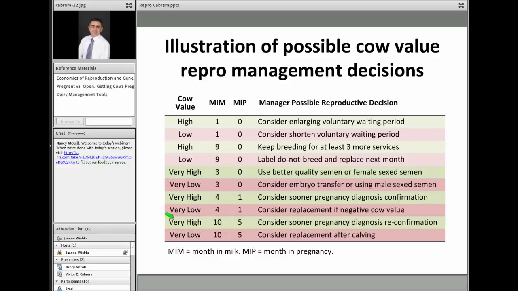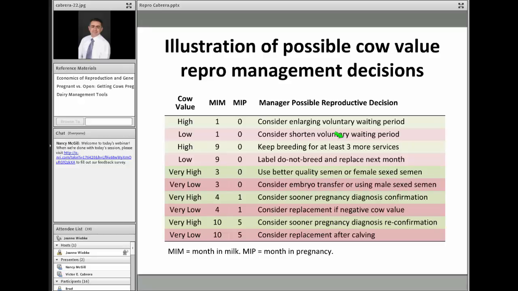What if I have, for example, a very low cow value, like in this case, 4 months in milk, even if she's pregnant? I may be considering replacing her if the value of this cow is negative. Okay, I can do things like sex semen, or in vitro fertilization, for example, for some of the cows, depending on the value. I can consider a shortened voluntary waiting period, or, for example, do not breed labeling to the cows, based on this cow value.